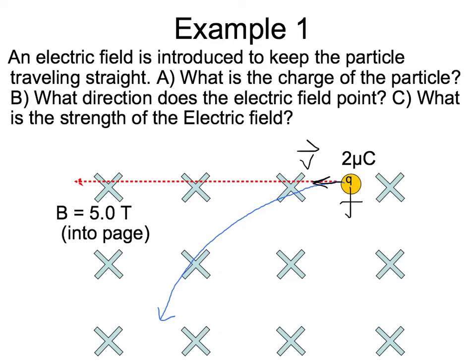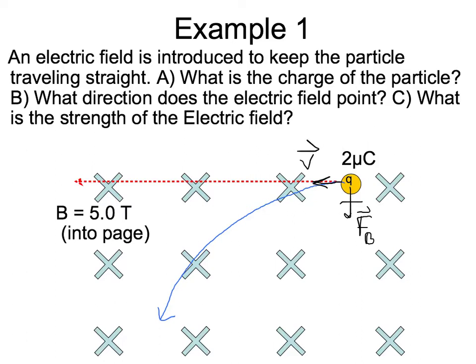So that means there was a force toward the center of that circle that's starting to form. So that's the way our magnetic force pushed. Let's look at the questions we're going to answer. What is the charge of the particle? What direction does the electric field point? What is the strength of the electric field?